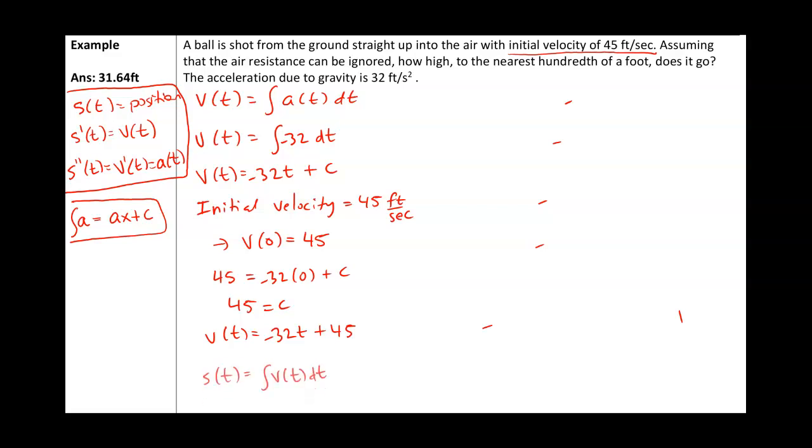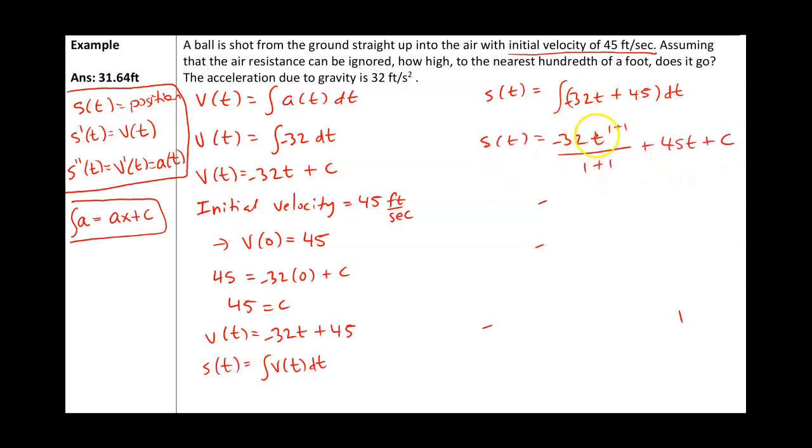Okay, but we don't want just the velocity. We want the position function as well. So s of t, which is position, is going to be the integral of velocity because s prime of t is equal to v of t. So the position function s of t is equal to the integral of negative 32t plus 45. Here we can use our power rule of integrals. So we have negative 32t to the 1 plus 1 over 1 plus 1, plus 45t plus c.